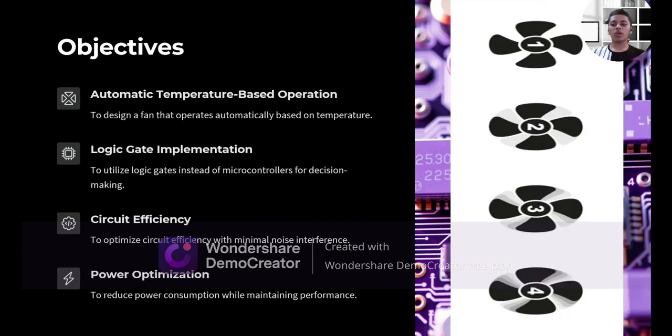Now we see the objectives of the temperature controlling fan: to design a fan that operates automatically based on temperature, to utilize logic gates instead of a microcontroller for decision making, to optimize circuit efficiency with minimal noise interference, and to reduce power consumption while maintaining performance.